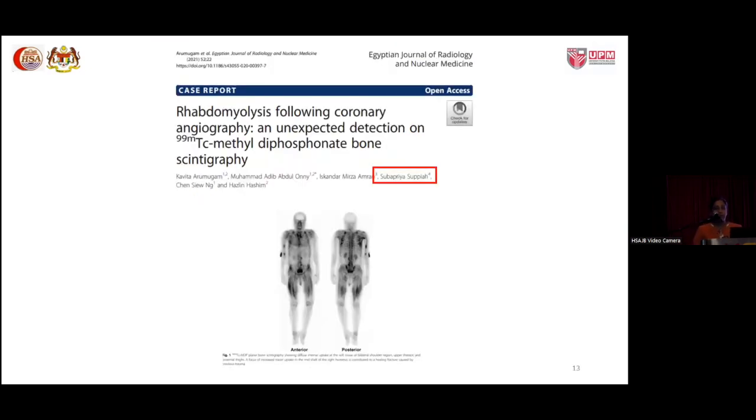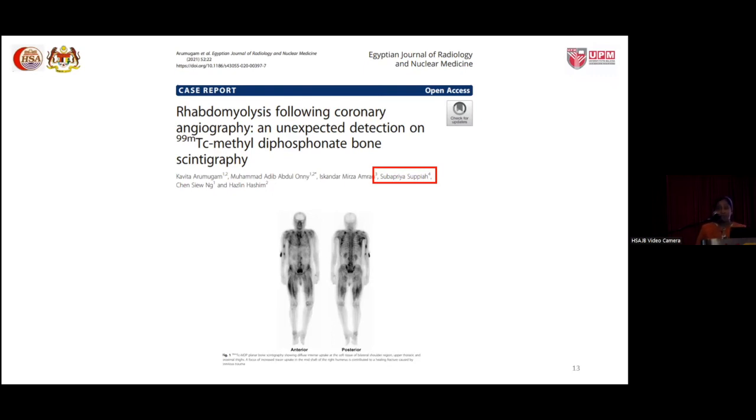Also, apart from looking at the bone, we have to keep our minds open that sometimes we see abnormal uptake in extraskeletal regions. So having the SPECT-CT was really useful to localize where the abnormal uptake was coming from. This patient actually had rhabdomyolysis, and I did a case report with Dr. Ng Chen Siu. The primary team didn't even know the patient was having some renal impairment. He had undergone an angiogram a few weeks prior, and because of the renal impairment, there was retention of the contrast in the body, which became toxic and caused rhabdomyolysis.